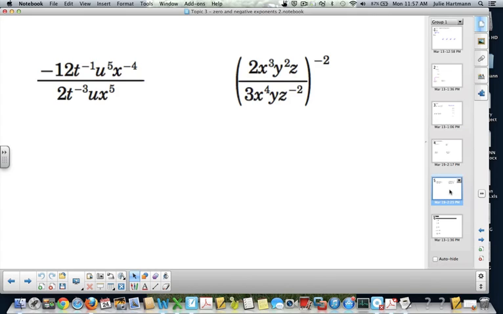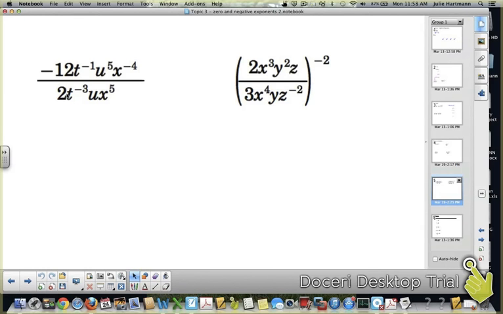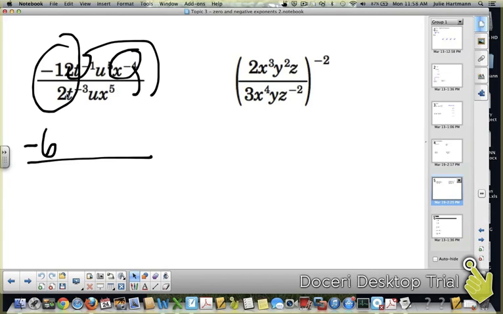All right, so this one, lots of negative exponents in there. So first of all, negative 12 over 2 is negative 6. Okay, so that can be negative 6. Now, on the top, I have t to the negative 1, that needs to go to the bottom. X to the negative 4 needs to go to the bottom. So this goes to the bottom, and this goes to the bottom. Alright, so I know I have t to the first and x to the fourth. Now, and then that u to the fifth stays on the top.